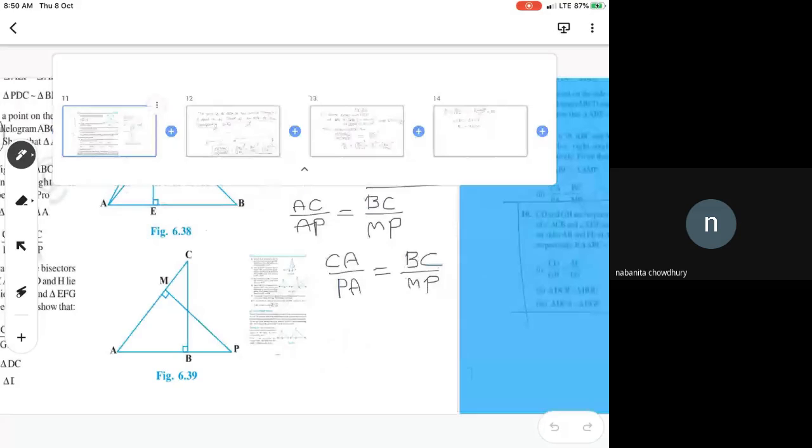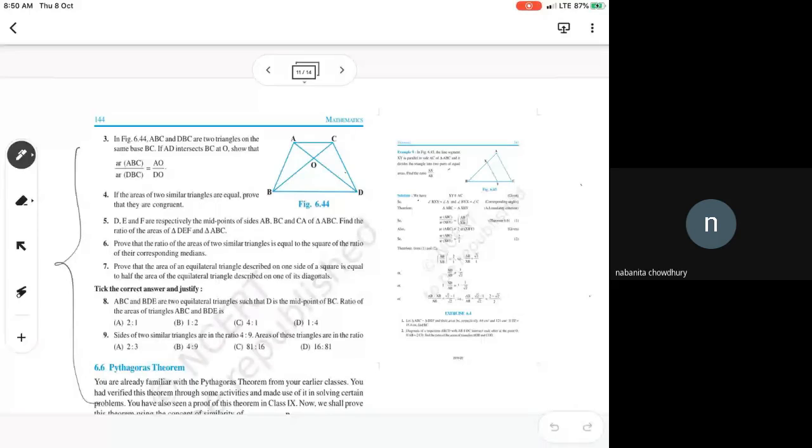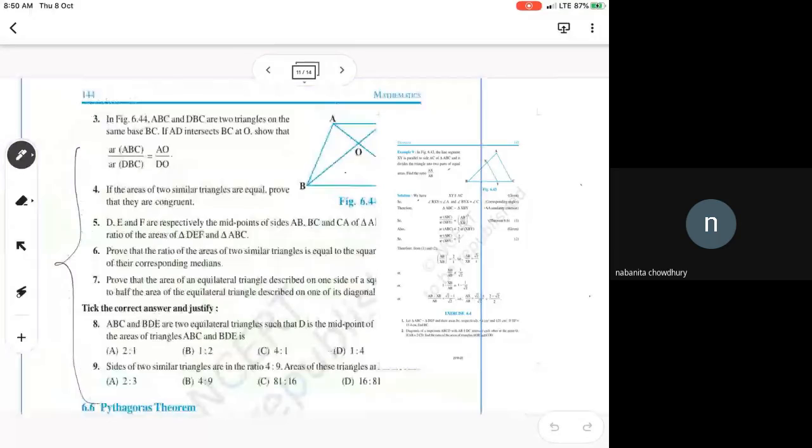So yesterday I told you we have completed the first two problems of exercise 6.4, isn't it? So see these questions here. From the third onwards, I told you to read at home.